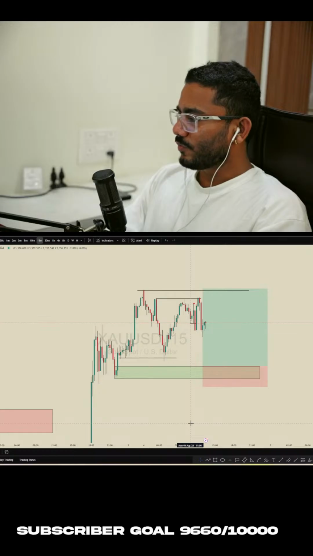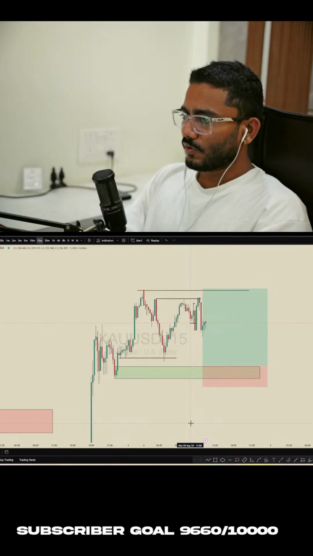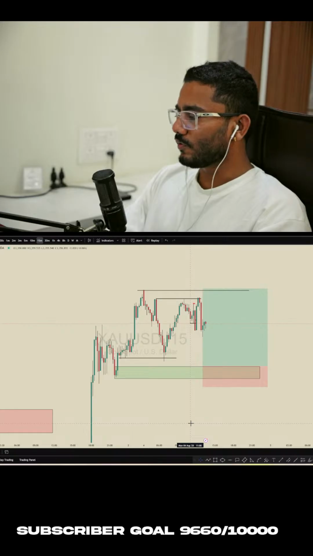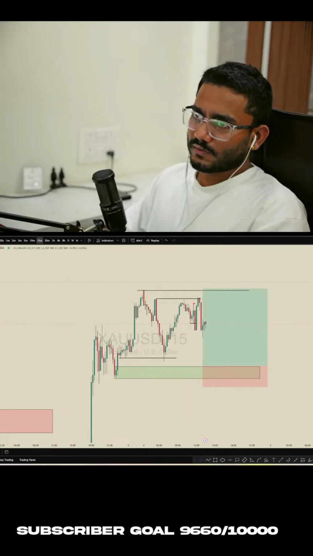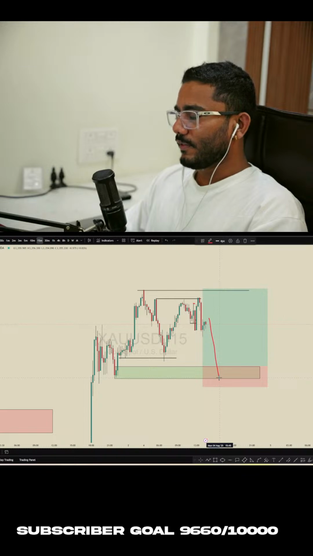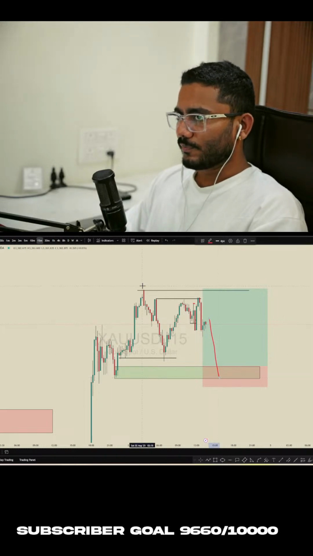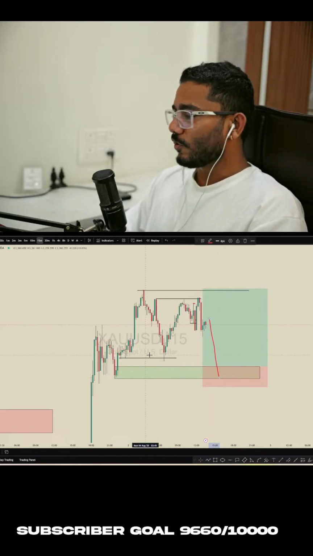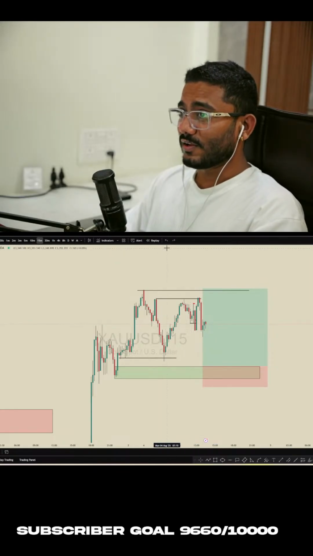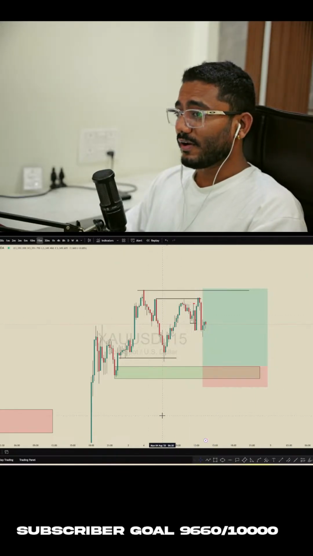Majority of the times the OB is not respected, because if you are not taking trades in continuation, then probably you will miss out. What you have to understand is, if your order block is respected, then probably it will hit your stop loss. And if your order block is not respected, then you still have a chance where you can look for trades in continuation.